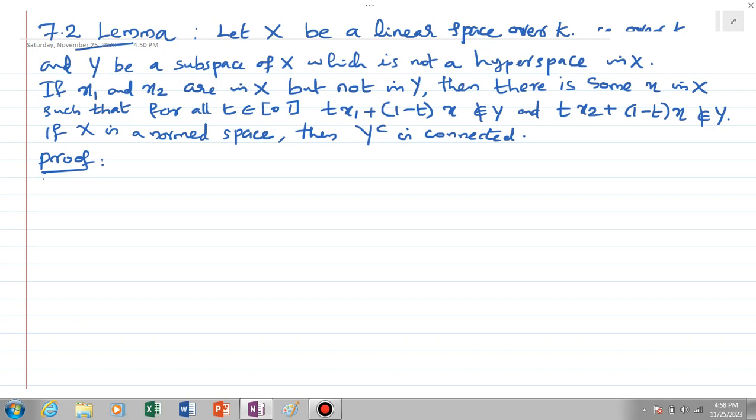is not an element of Y, and t x2 + (1 - t) x is not an element of Y, that is, the line segment joining x1 and x is not in Y. Similarly, the line segment joining x2 and x is not in Y. If X is a normed space, then the complement of Y is connected.